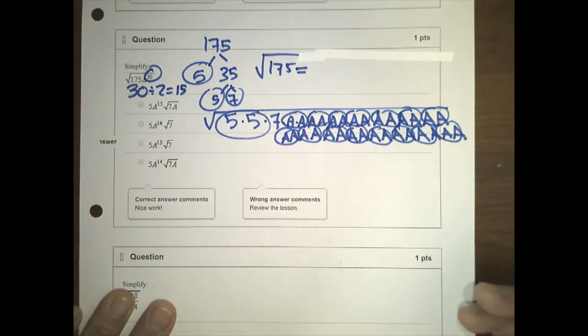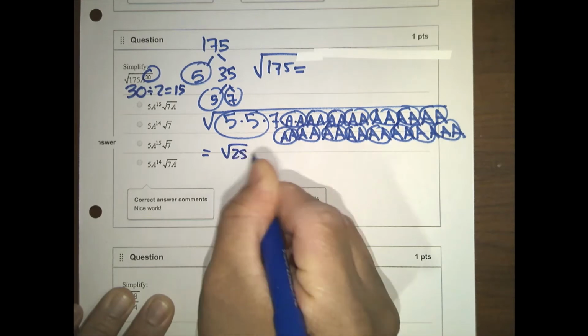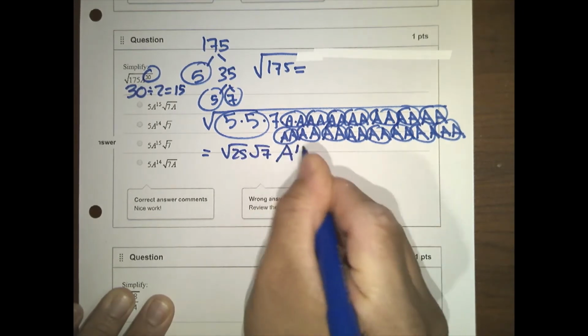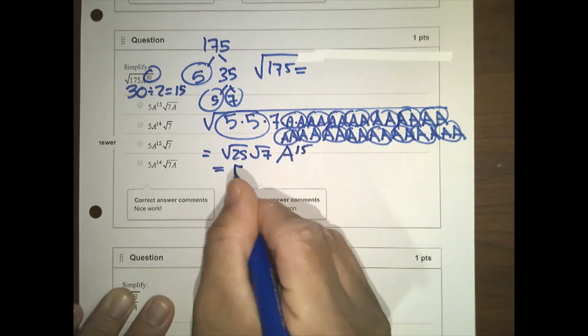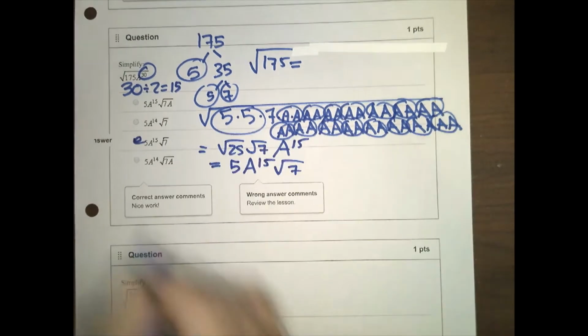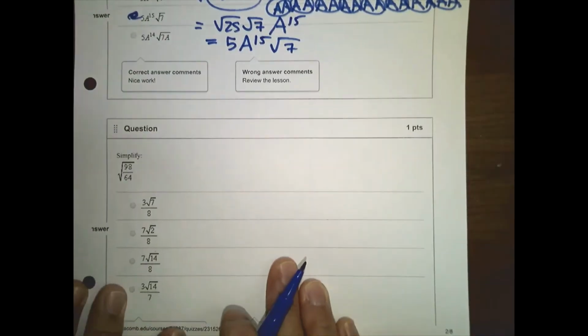Easy enough, right? All right, so I have the square root of 25 times the square root of 7 times a to the 15th power, and square root of 25 is 5. So 5a to the 15th square root of 7. There's my answer right there. What a time to be alive. All right, let's try another one.